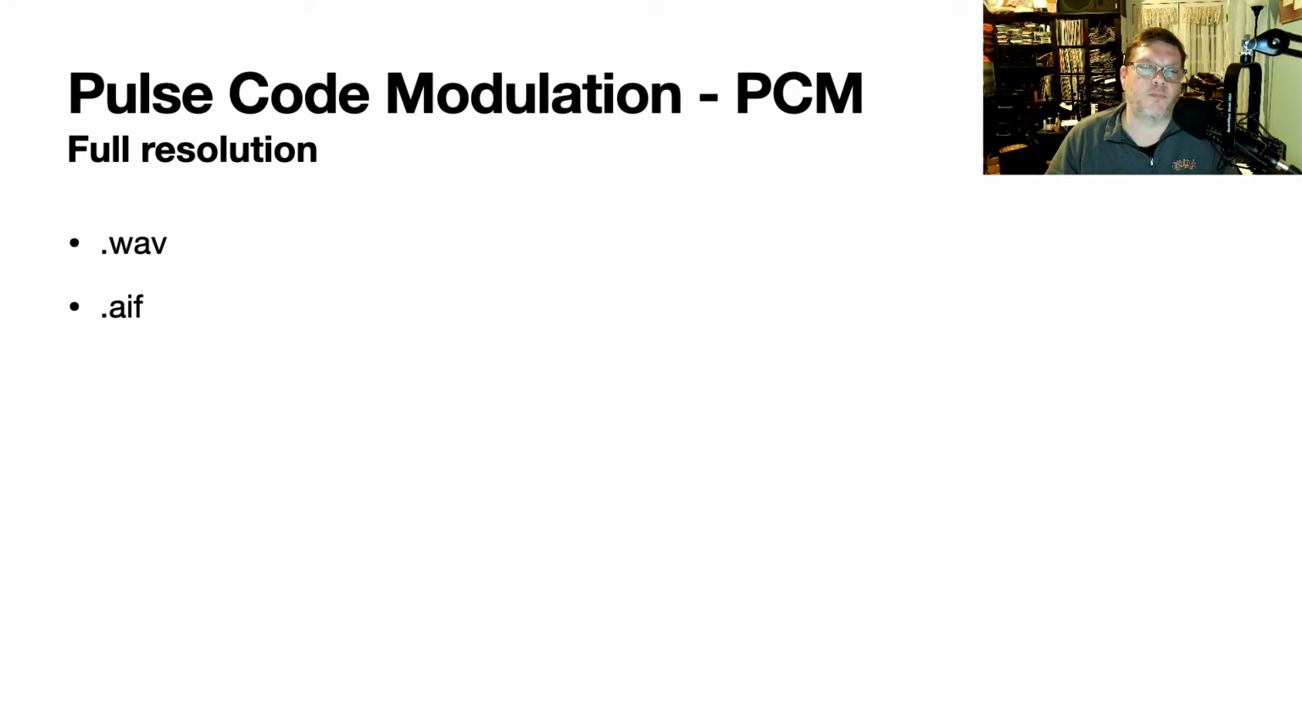The math used to make full resolution files is called pulse code modulation, or PCM. So sometimes you'll hear the term PCM if they say the PCM file. That's what they mean, or a full resolution file. The two most common file types of PCM files are WAV and AIF. Pretty much everything's on WAV now. AIF was the native PCM file on Macintosh operating systems back when they ran on PowerPC chips.